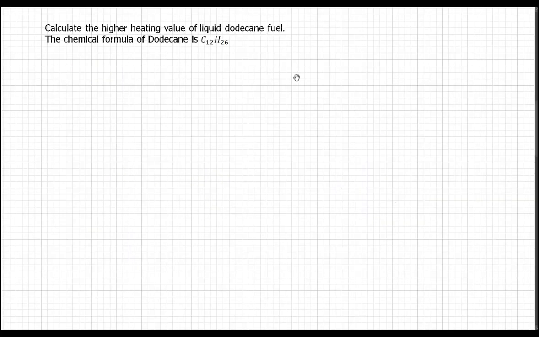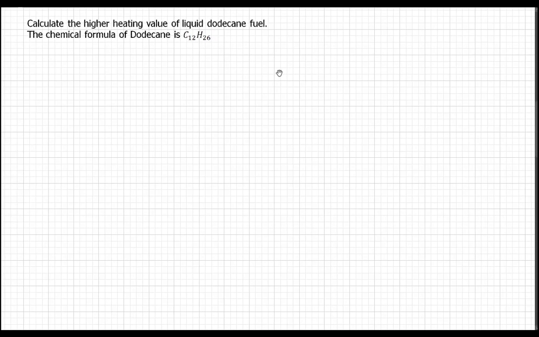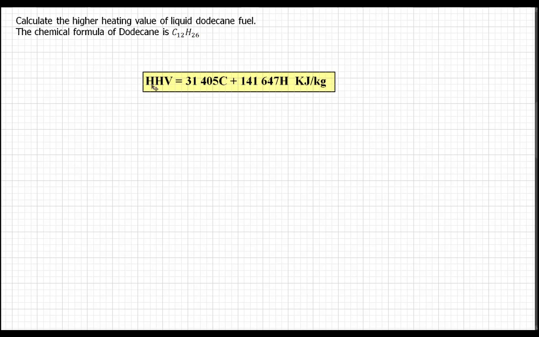So next sample problem: calculate the higher heating value of a liquid fuel, which is dodecane fuel. The chemical formula for dodecane is C12H26. Now the higher heating value for liquid fuel is 31,405 multiplied by your carbon, then plus 141,647 multiplied by your hydrogen, and the unit is also kilojoule per kilogram.